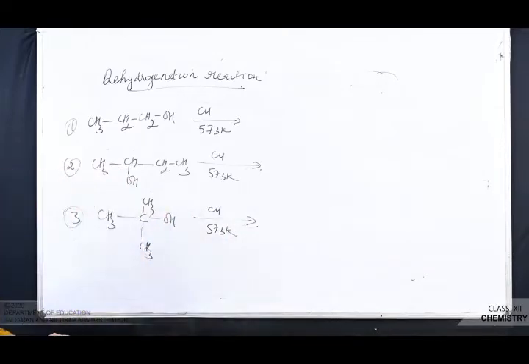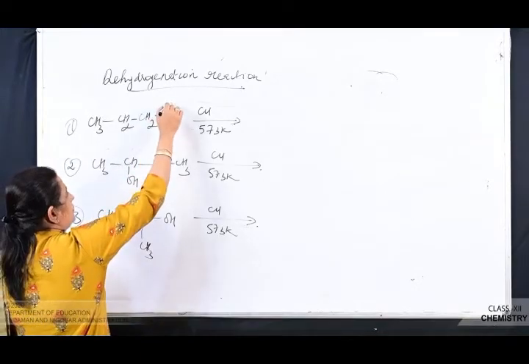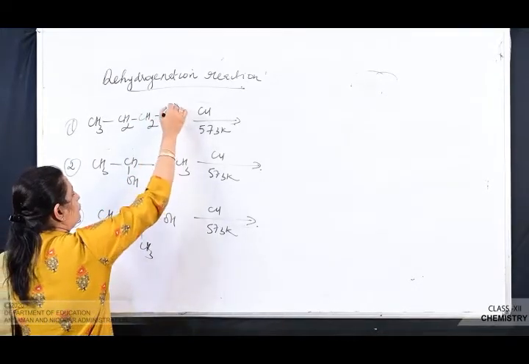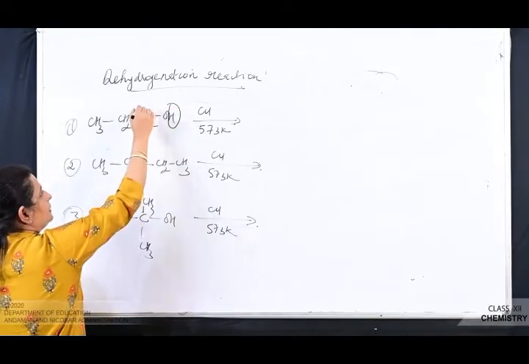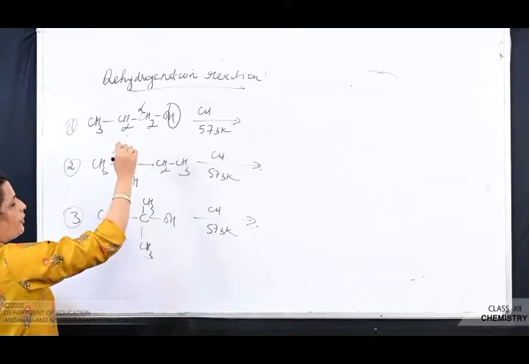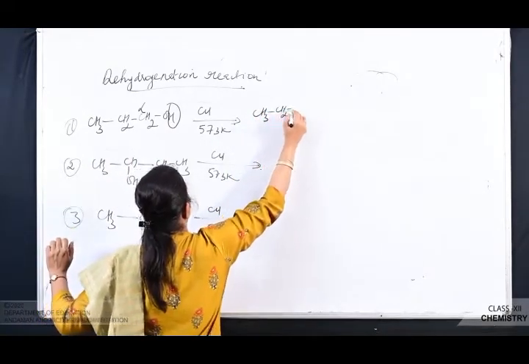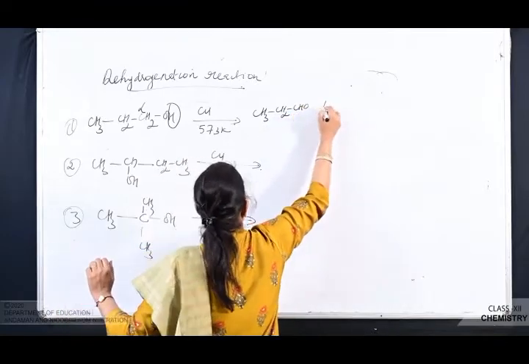Now dehydrogenation means what? Removal of a molecule of hydrogen. And see, one hydrogen atom will go from the functional OH, another will go from the alpha carbon. So what will be the product? CH3CH2CHO plus H2.